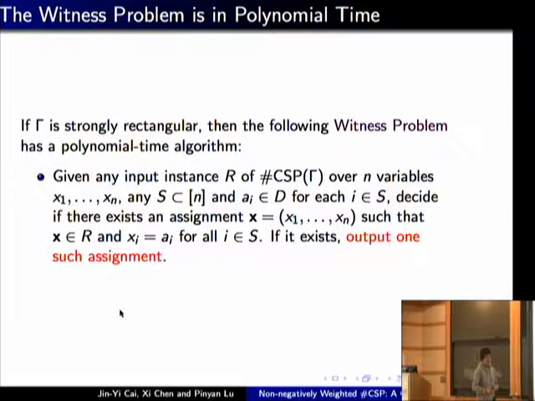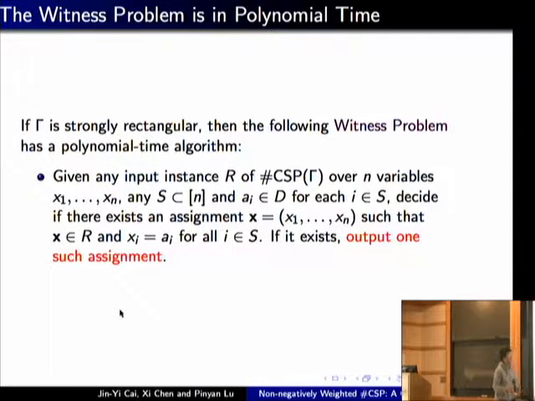So it turns out that once you have this strong rectangularity, you have very strong properties about the problems. First of all, in the language of universal algebra, if you satisfy strong rectangularity, it's equivalent to having a Mal'cev polymorphism. And also, if the language is strongly rectangular, then there is a very efficient algorithm for what I call the witness problem.